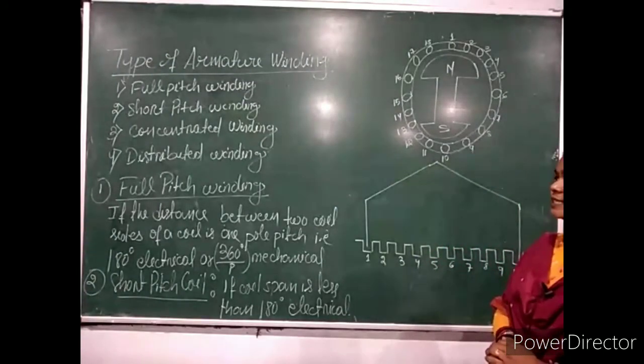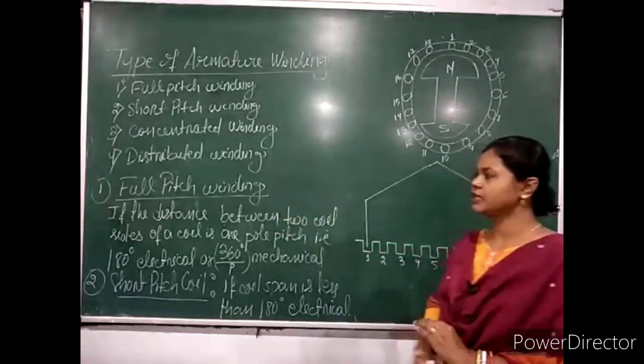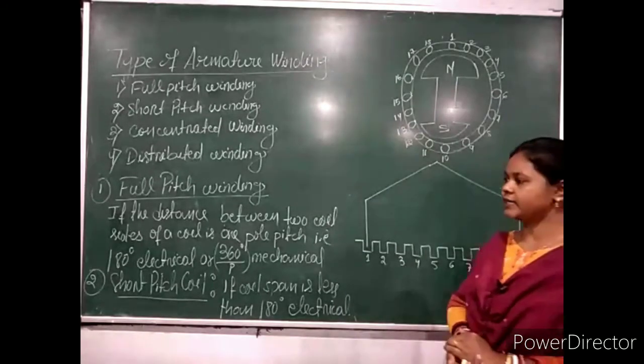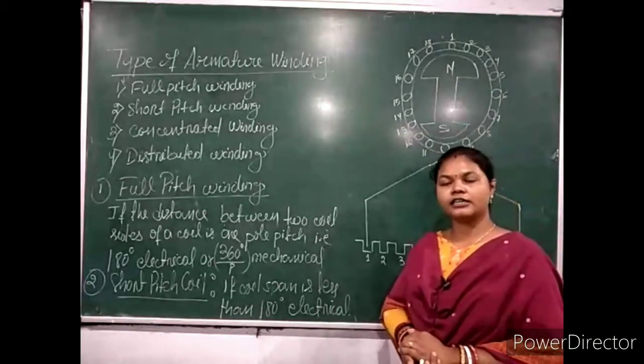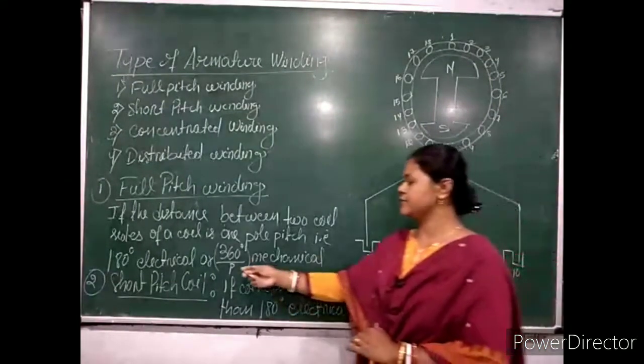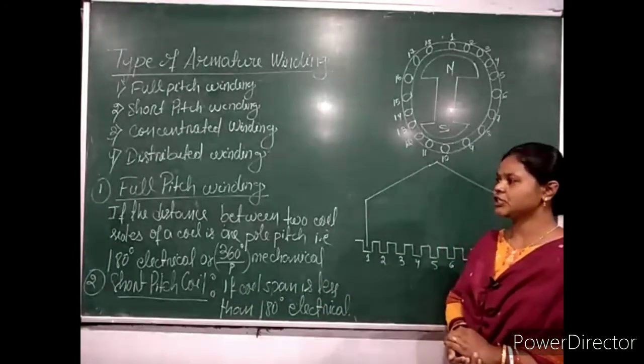The definition of full pitch winding is: if the distance between two coil sides of a coil is one pole pitch, that is 180 degree electrical or 360 degree by P mechanical, where P is the number of poles present in the synchronous machine.